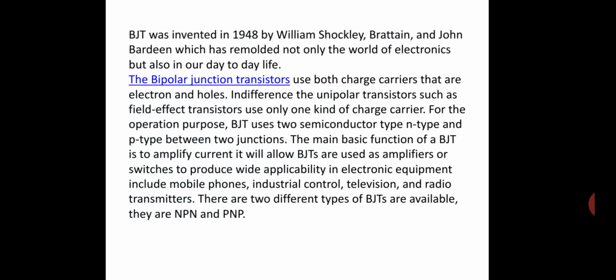The main basic function of a BJT is to amplify current. It allows BJTs to be used as amplifiers or switches, which gives wide applicability in electronics equipment. These include mobile phones, industrial control, television, and radio transmitter. There are two different types of BJT available here, NPN and PNP.